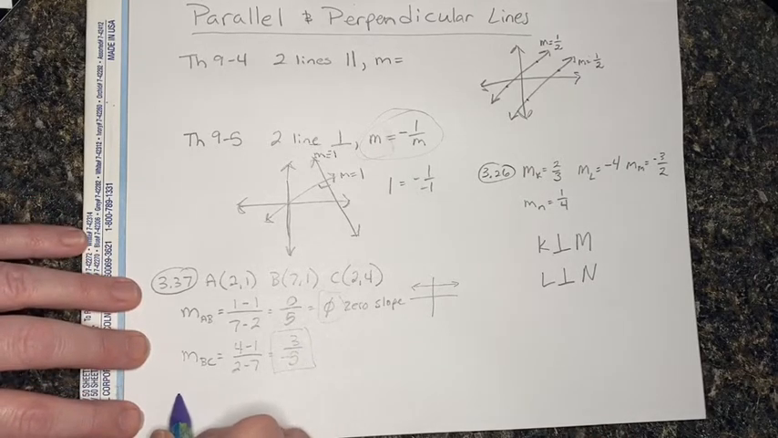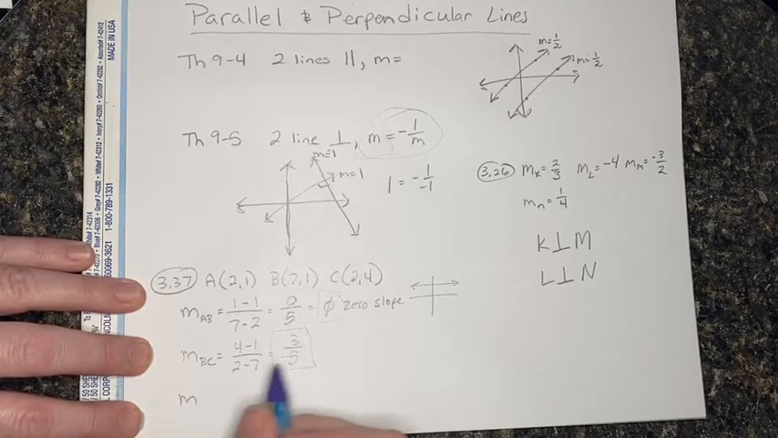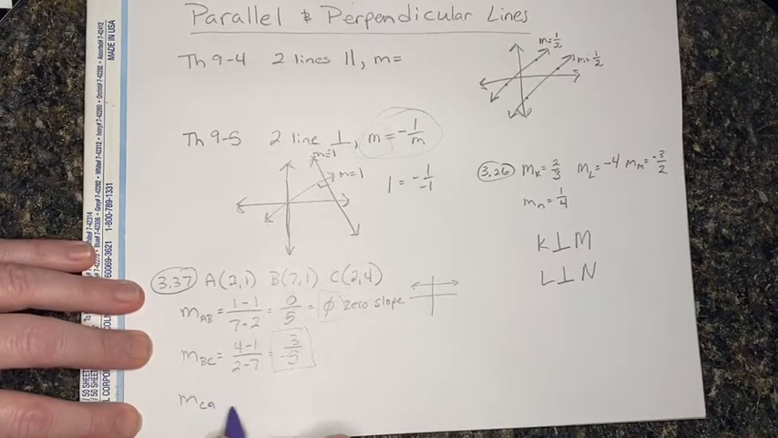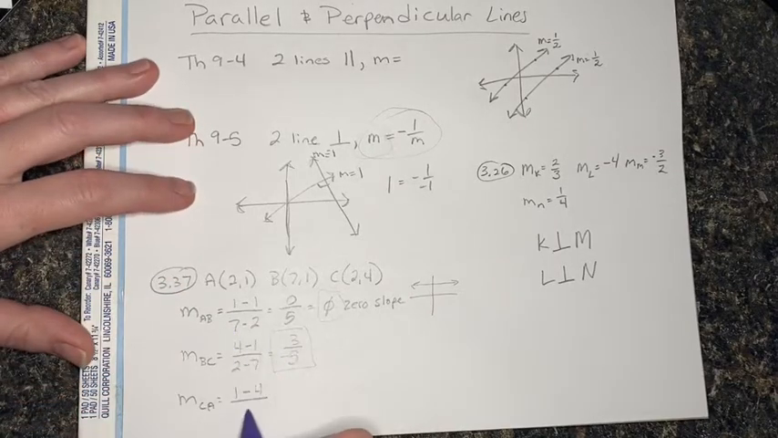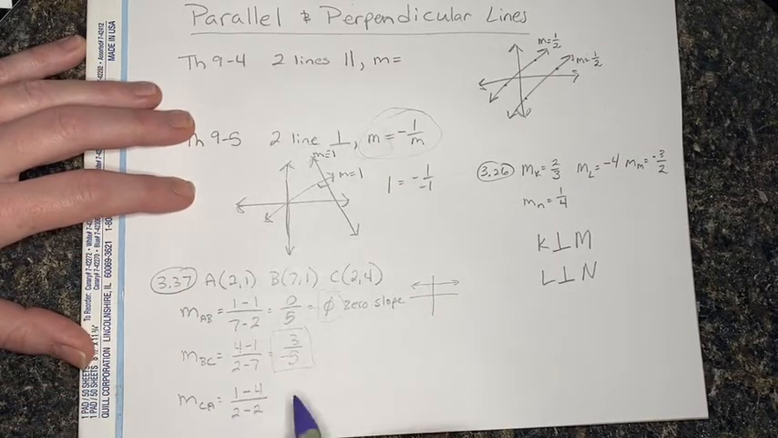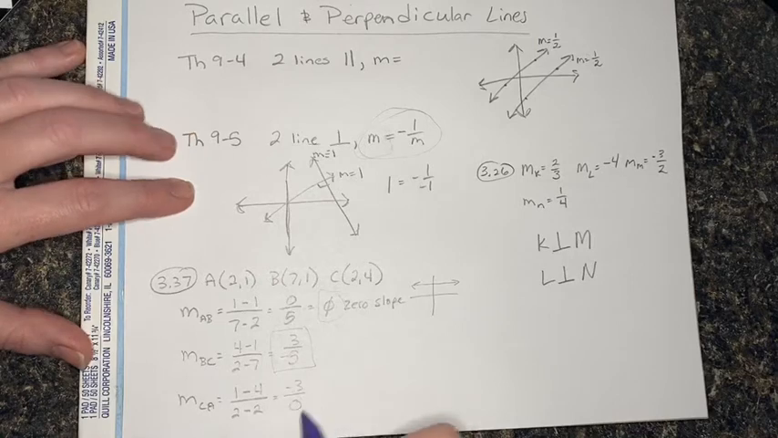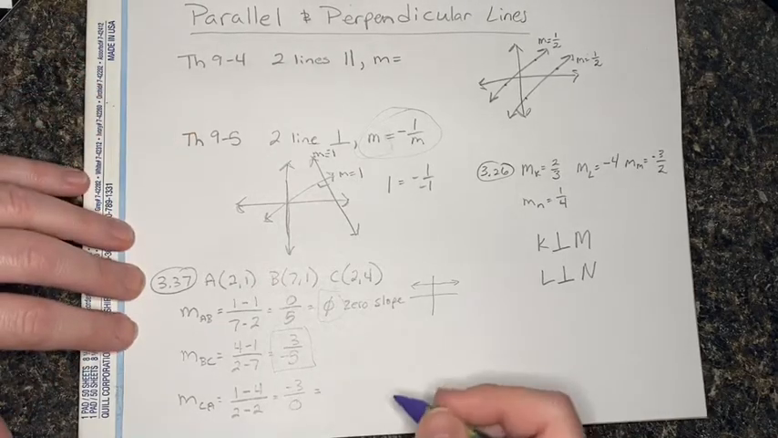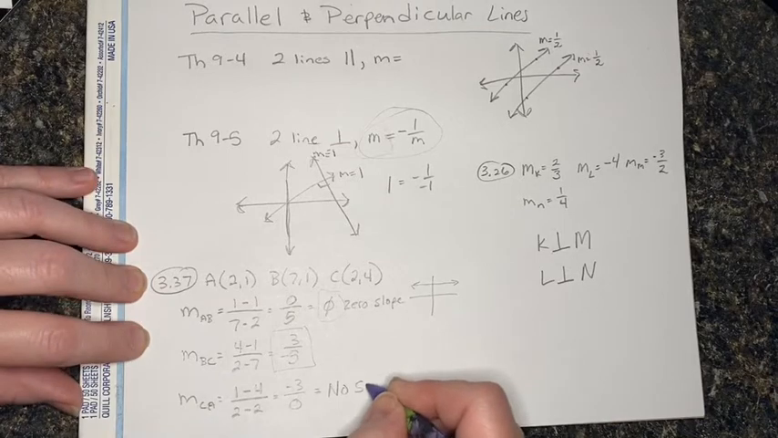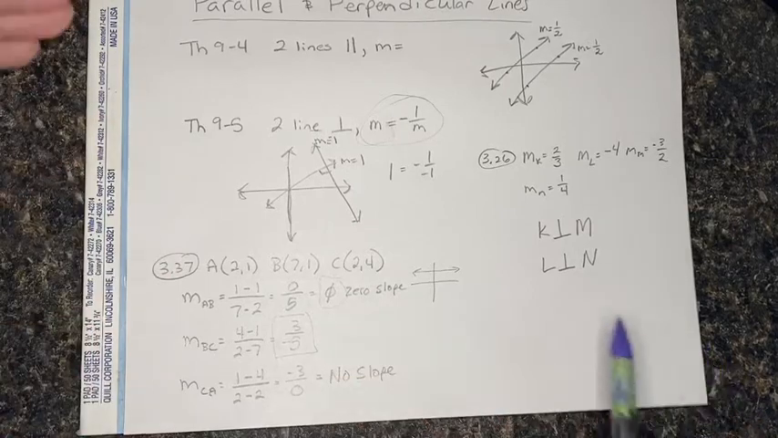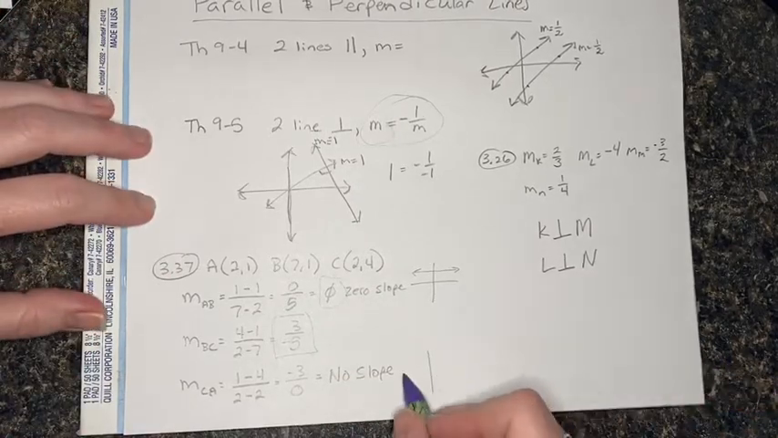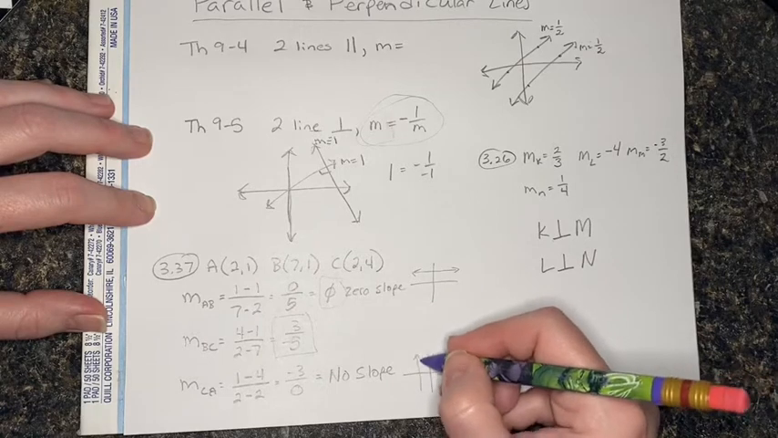And then we have the slope for CA. Well, the slope for CA is going to give us 1 minus 4 over 2 minus 2. Okay, 1 minus 4 is a negative 3, but 2 minus 2 gives us a 0. So now we know that this is undefined, and therefore we know that this has no slope. Okay, it's not a 0 slope, remember, it has no slope. It's undefined, which is represented on our coordinate plane as a vertical line.